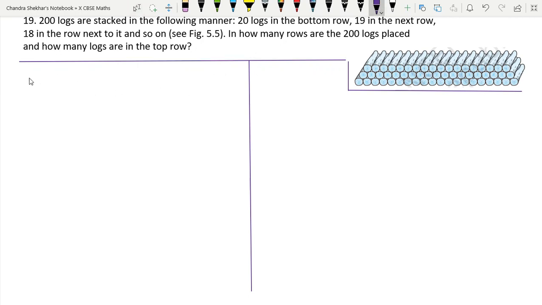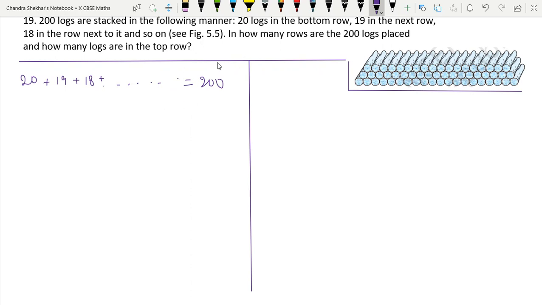right? So you can see the first row has 20 logs. The second row has 19 logs. The third has 18, and up to how many are there? We do not know. And we add them up to get how much? If I add all of these, I get 200.